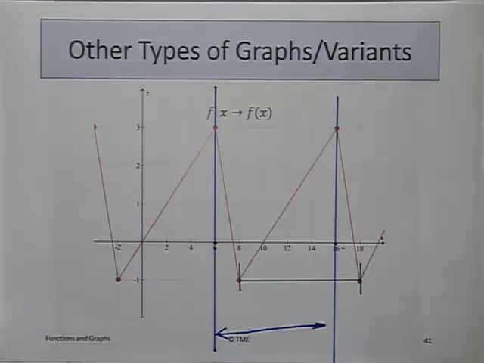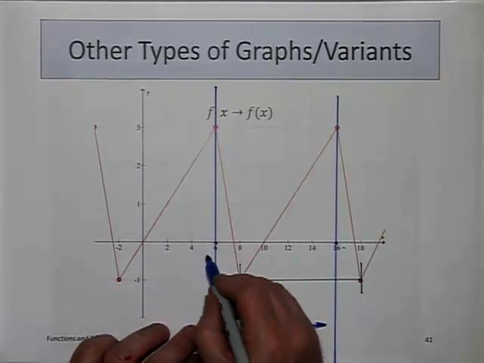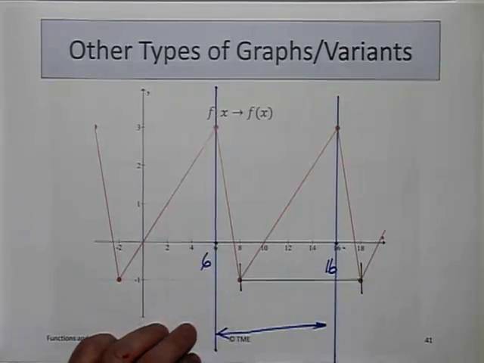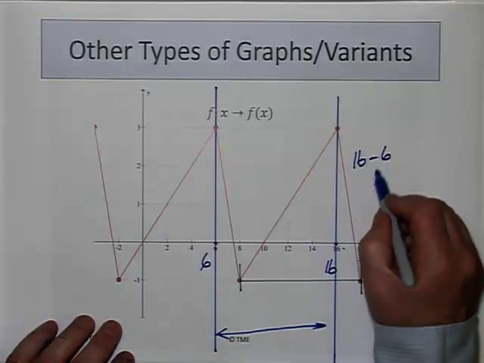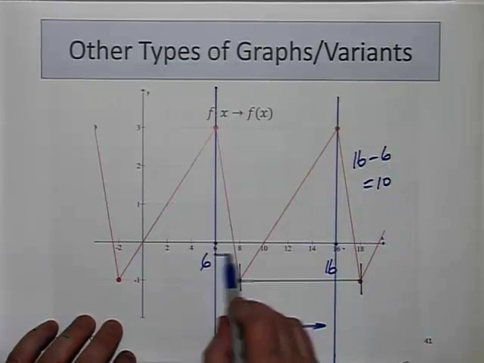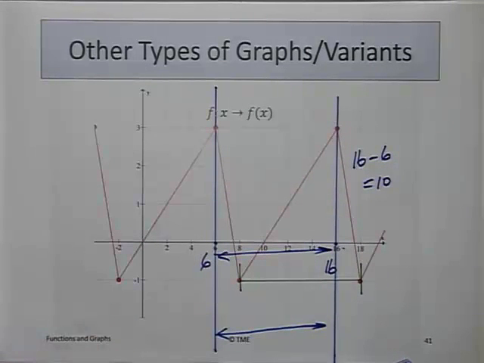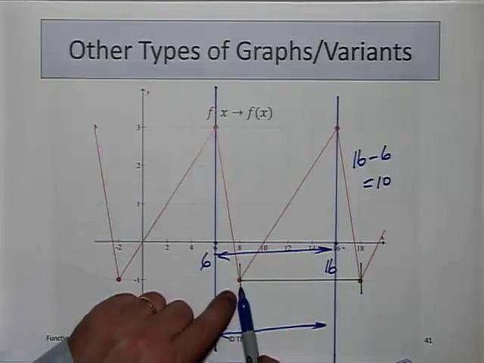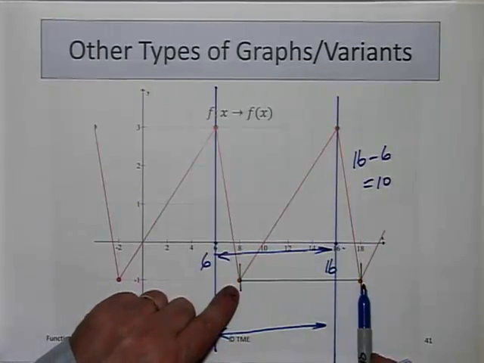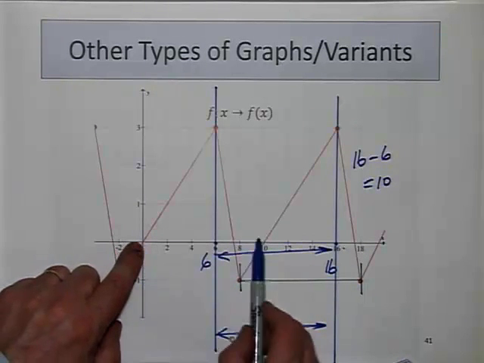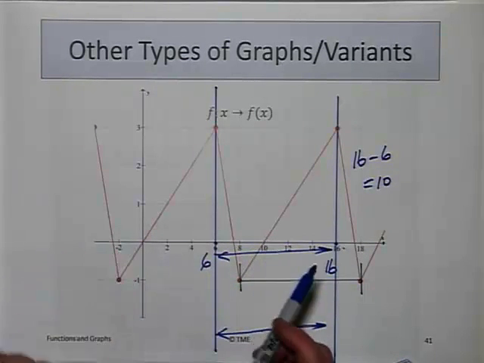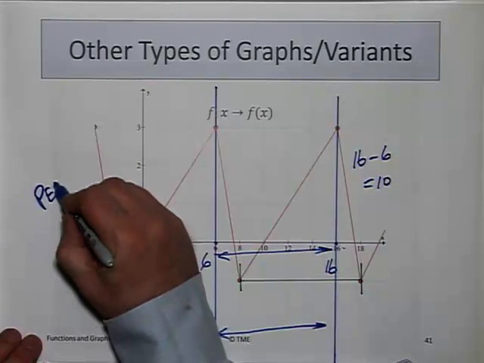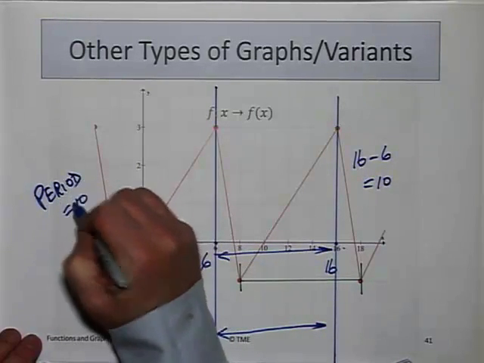Now, what I'm asked to do is find out what the gap is. This is 6 and this is 16. And 16 minus 6 is 10. This is repeating every 10. If somebody had done that in the green, they'd have gone from 8 to 18, which would be 10. Or if somebody had gone from here to where it joins again, it'd be 0 to 10. They'd get the period as 10. Everybody would.